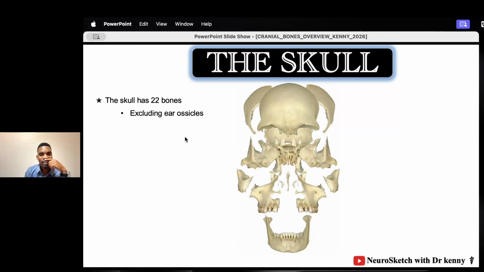Now, if you count the skull, you see you have 22 individual bones. This is to exclude the small bones within the ears, which are called the ear ossicles. And now you can remember your malleus, incus, and the stapes. They are not included here. And we have 3 on this side and 3 on the other side. Don't count them in the bones of the skull.